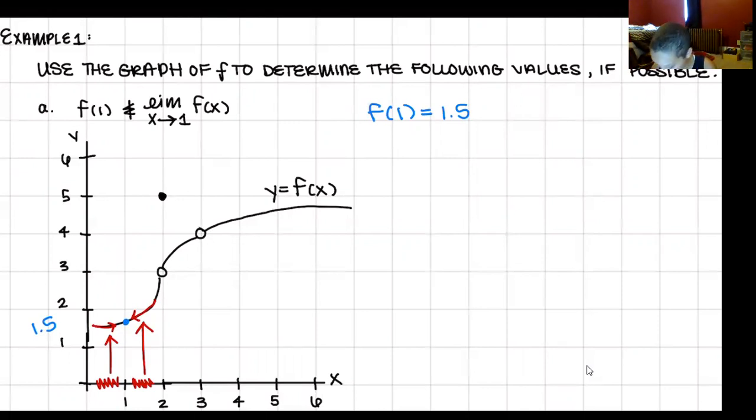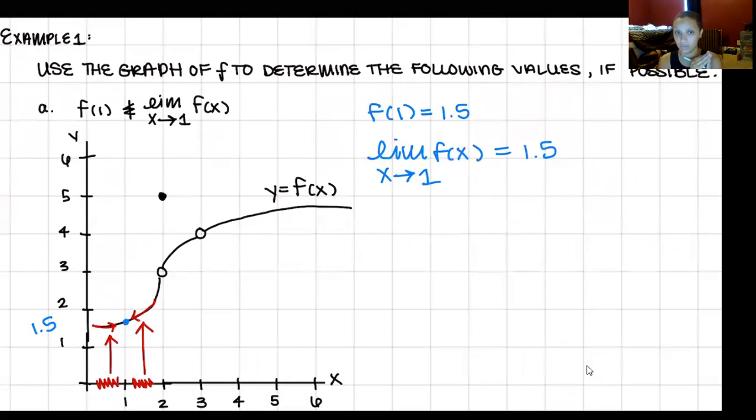So we can say that the limit of f of x as x approaches 1 is equal to 1.5. And you'll notice that f evaluated at 1 is 1.5, and the limit of f of x as x approaches 1 is 1.5. And this is not always the case, but we'll cross that bridge when we get to it.